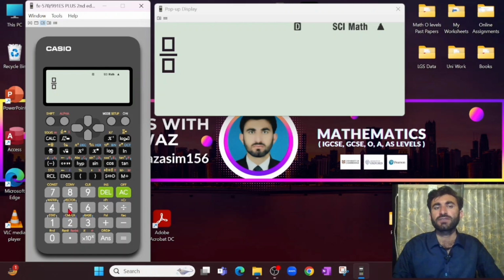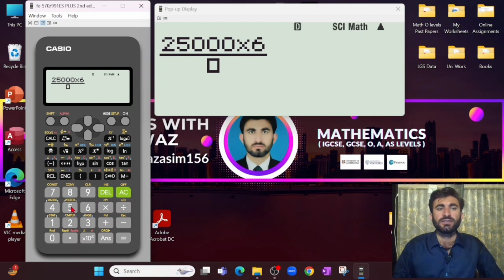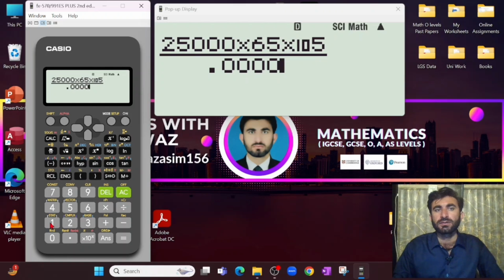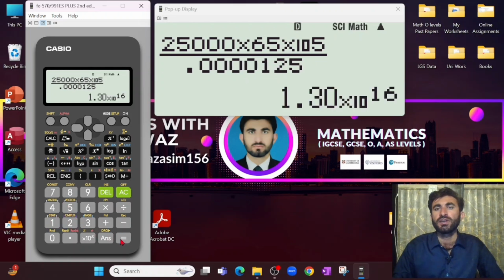Let us take another example, which is actually a complex fraction. It is 25,000 times 65 times 10 to the power 5 divided by 0.4 times 0.125, and press equal to, it converts the answer into standard form automatically. So here is how we write any number in the form of scientific notation or standard form.